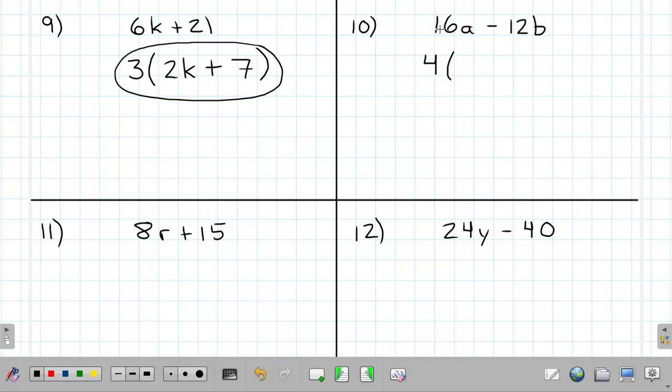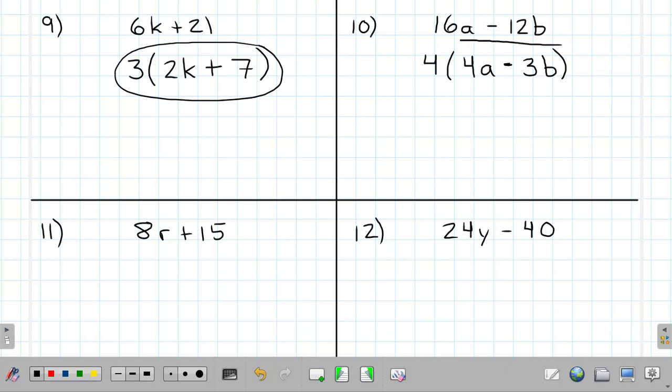Once again, if you need to, take the 16 down here, list out all the terms or factors. 12, list out all the factors, and the biggest one they have in common would be 4. But if we take 16a divided by 4, we get 4a minus, okay, since it's minus here, 12b divided by 4 is going to be 3b.